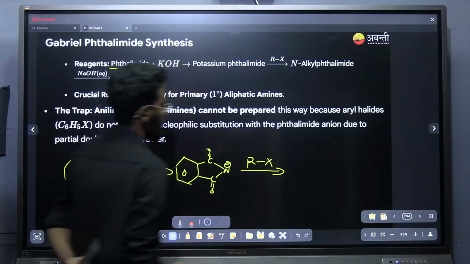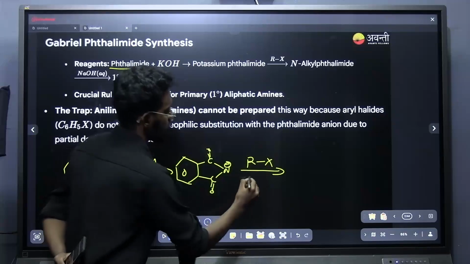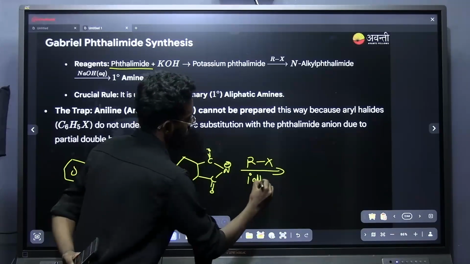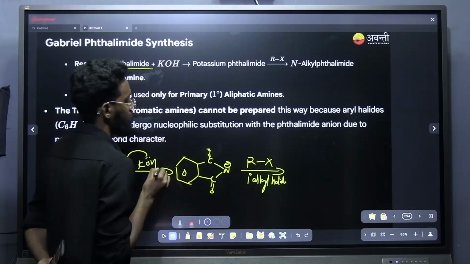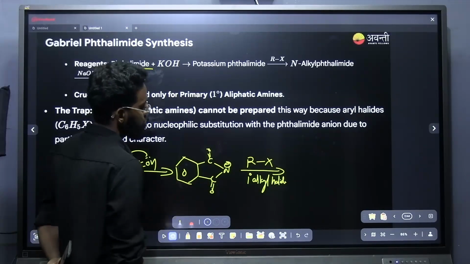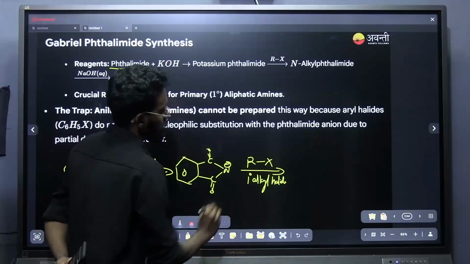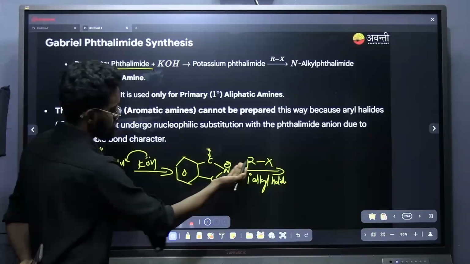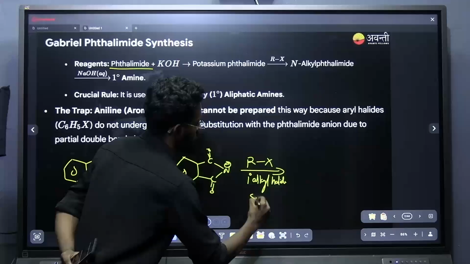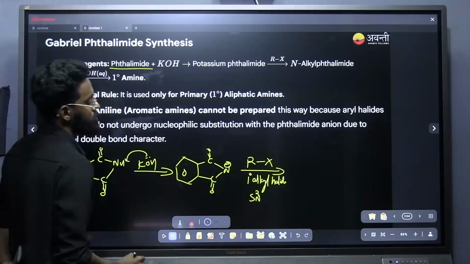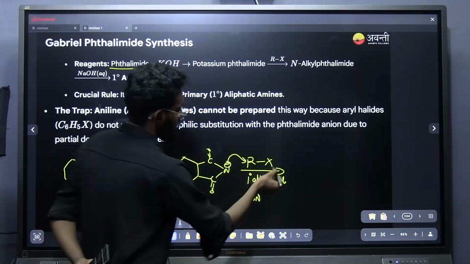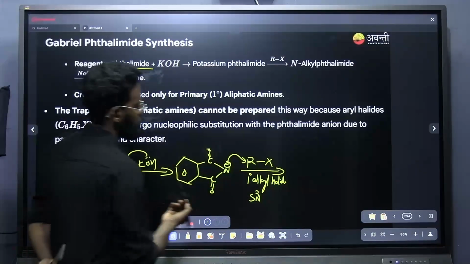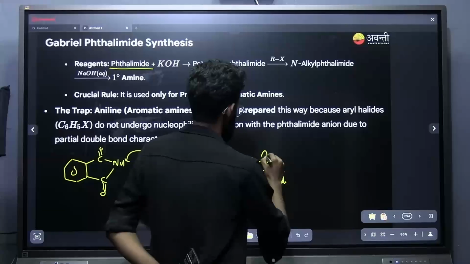This anion of phthalimide will be reacting with the alkyl halide. Remember that the alkyl halide that we are using is a primary alkyl halide. Why we are using a primary alkyl halide is that this step will be going through the SN2 mechanism. SN2 mechanism means substitution, that I am going to substitute this alkyl with this anion. On substitution, what will I be getting?